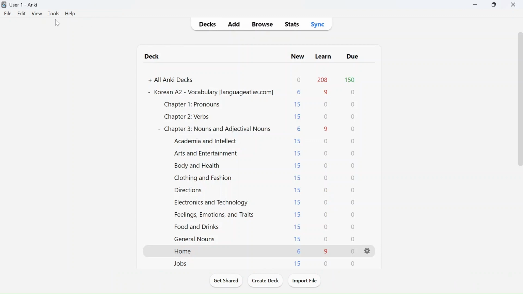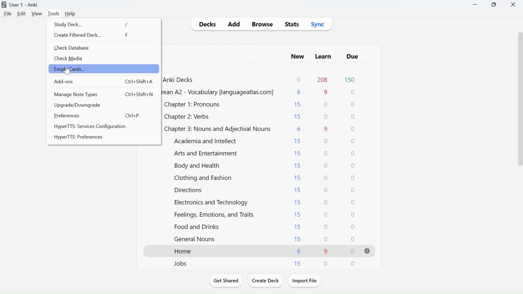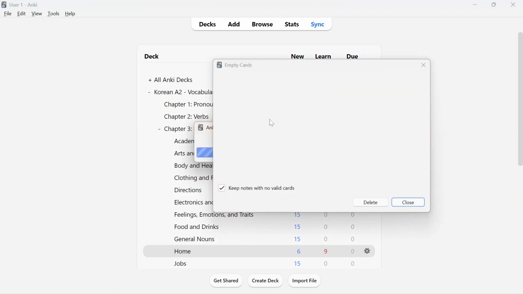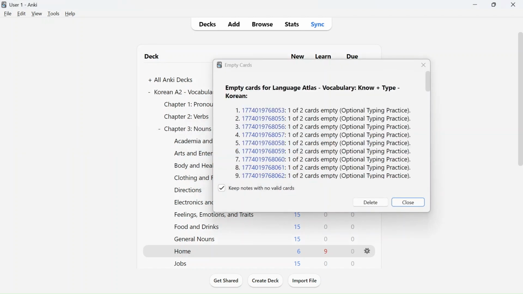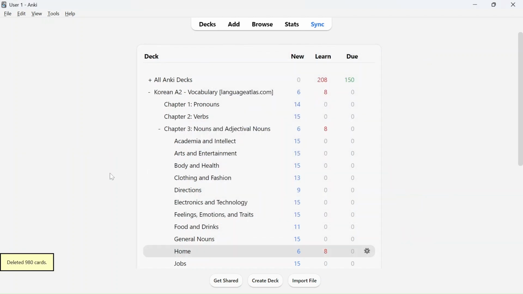So we clicked on Decks, and then we clicked on Tools, and we will click on Empty Cards. We want to get rid of all these empty cards. We'll click on Delete. Voila! All of them are gone now. So that is what I want to show you for the card typing exercise.